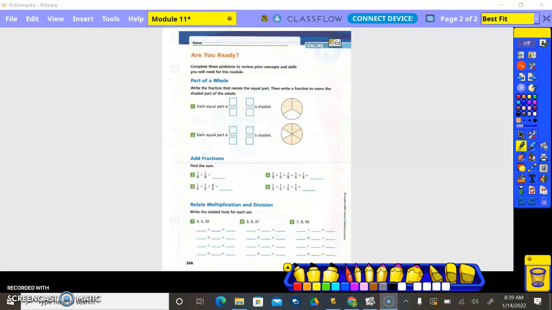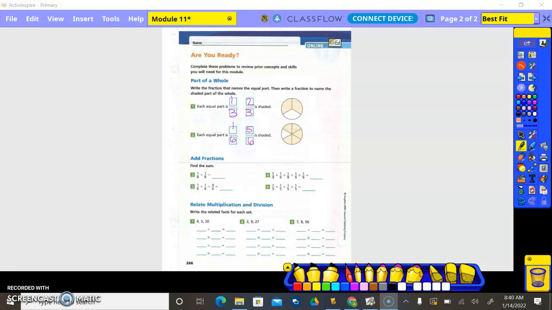Are you ready? Complete these problems to review prior concepts and skills. You will need for this module part of a whole. Write the fraction that names the equal part. Then write a fraction to name the shaded part of the whole. So how many parts are there? 3. And so it'd be 1/3, right? Okay, how much is shaded? 2/3. Each equal part is 1/6, because it's broken into 6 pieces. How much is shaded? 5/6.